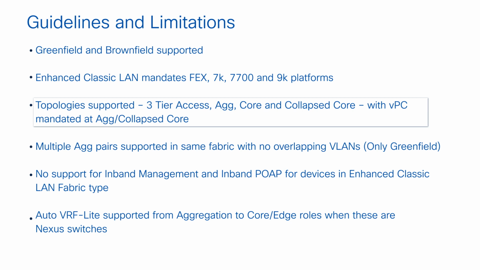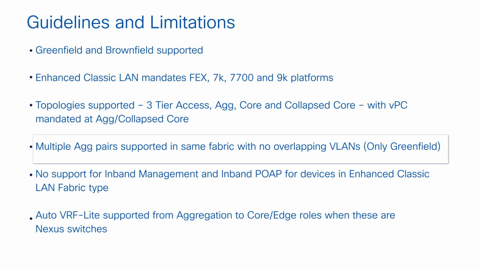Now the topology is supported. We went through this with 2-tier as well as 3-tier. However, one thing to note is that we do mandate VPC at the aggregation or the collapsed core. The reason for that is this is Cisco best practice. It's for optimal forwarding, and that's why we mandate it in Enhanced Classic LAN. Now there can be multiple aggregation pairs as well in the same fabric with no overlapping VLAN, and this scenario is only supported in greenfield.